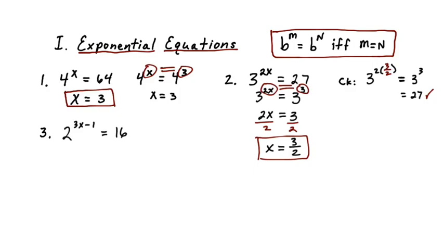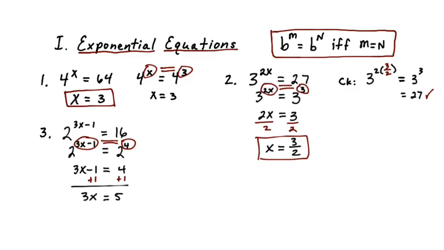So we have 2 to the 3x minus 1 power is equal to 16. If you haven't already, I would encourage you to try to do this one and then watch the video. Alright, so notice 16 can be written as 2 to a power. It would be 2 to the 4th power. And so again, we can set our exponents equal. We get 3x minus 1 is equal to 4. We'll want to add 1 to both sides. We get 3x equals 5. Divide by 3. And so our answer is 5/3.